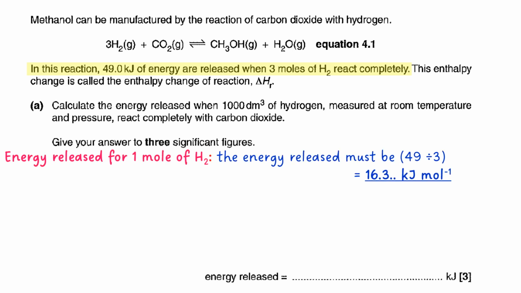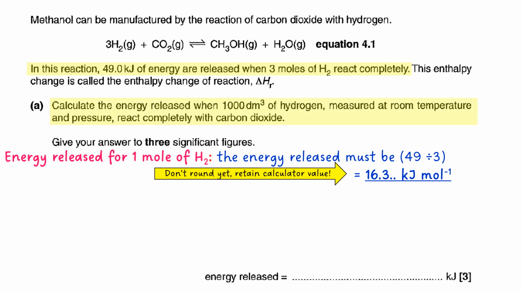So the first thing to do is to work out how much energy is released when 1 mole of hydrogen is reacted in this way. So that's 16.3 kilojoules per mole. Notice I'm keeping my calculator value, so I don't round until the very end, even though it says give your answer to 3 significant figures.